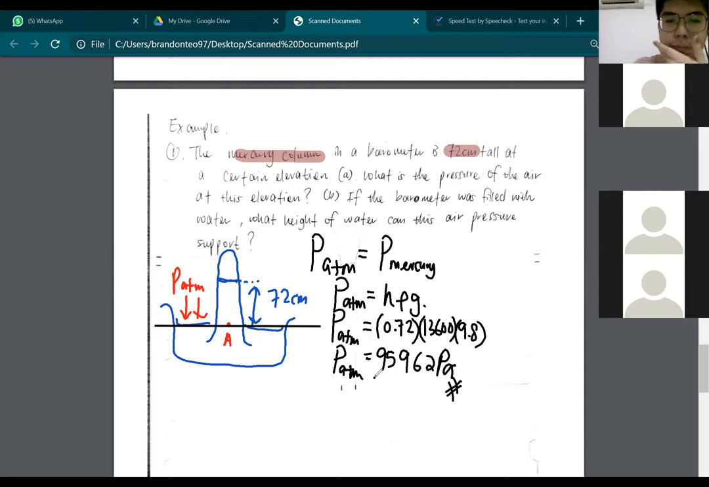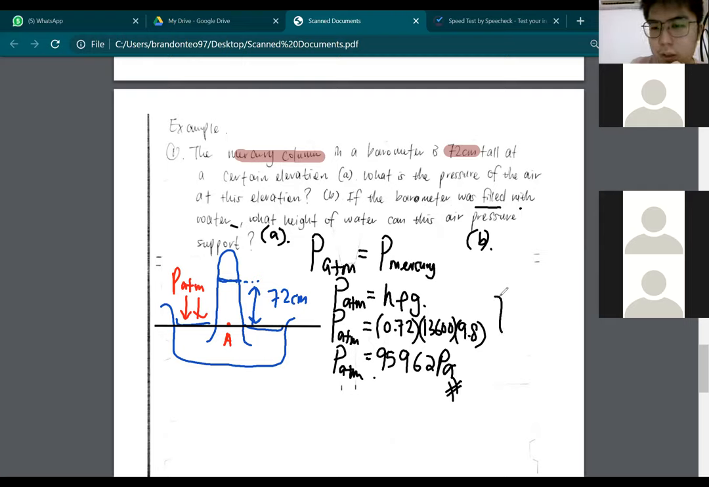Okay, A. Now B. If the barometer was filled with water, what height of water can this air pressure support? Meaning that if you change the barometer, the mercury, if you change it to water, then what will be the height? Okay, so first thing, let's draw it up.